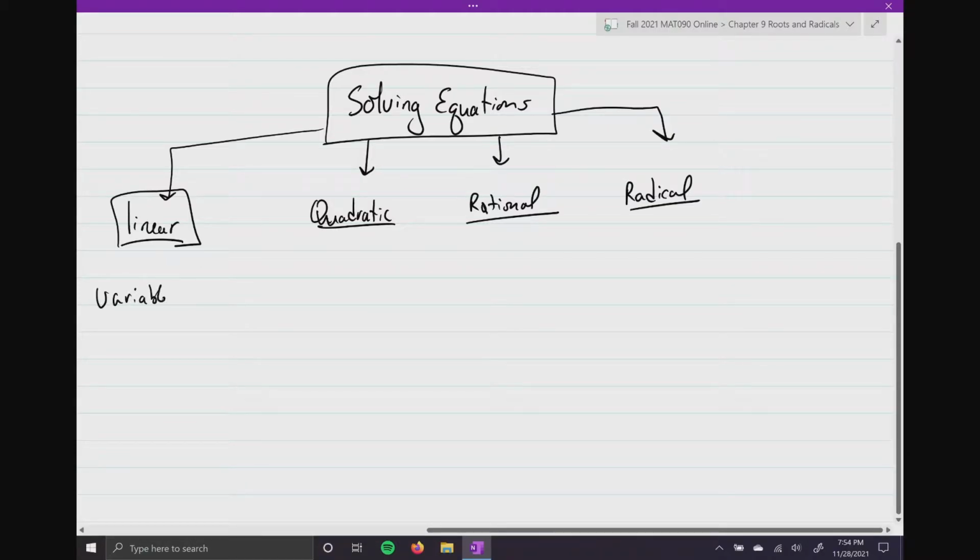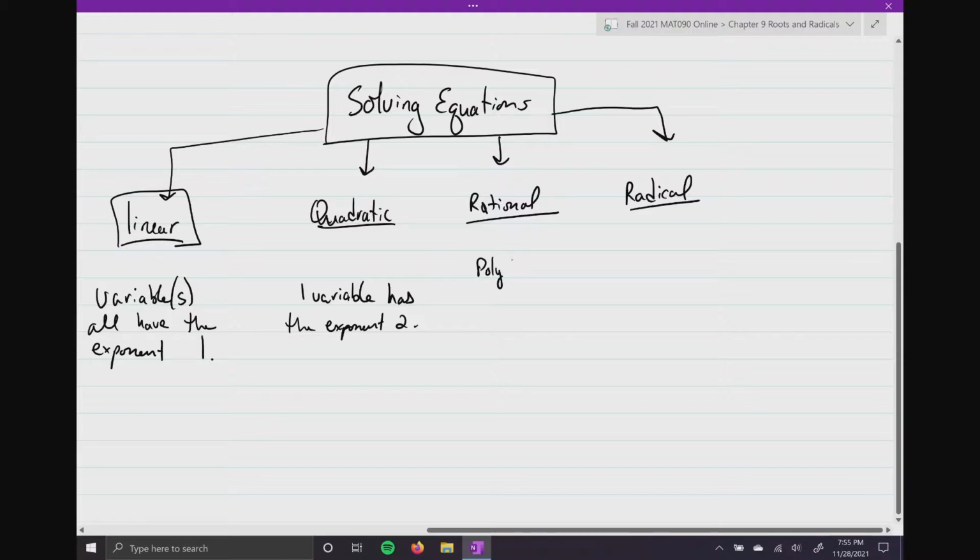Remember, linear, the variable or variables, it doesn't matter, all have the exponent 1. That's how you know it's linear. Quadratic, one variable has the exponent 2. Okay? Rational, you have a polynomial over a polynomial.